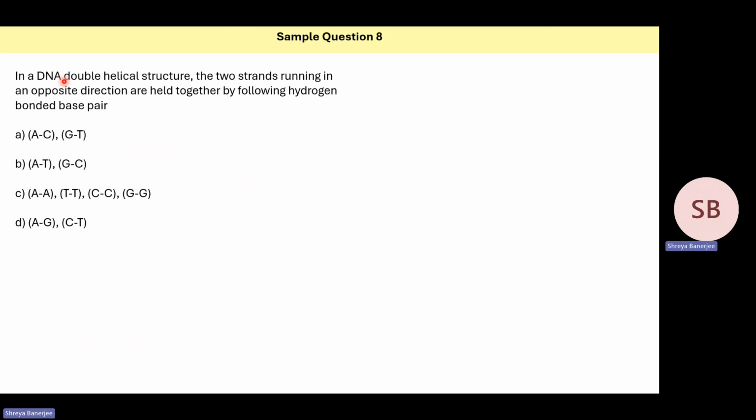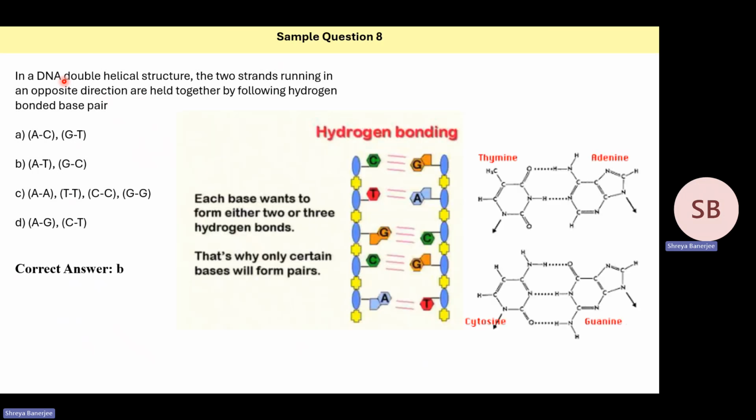One is just asking that in a DNA double helix, the 2 strands running in opposite directions are held by what base pair? So if nothing is mentioned, we always assume the Watson-Crick base pair, which is the most common. So we know that in Watson-Crick base pairing, adenine binds to thymine by 2 hydrogen bonds and guanine binds to cytosine by 3 hydrogen bonds. So the base pairing is AT, GC, which is your option B.